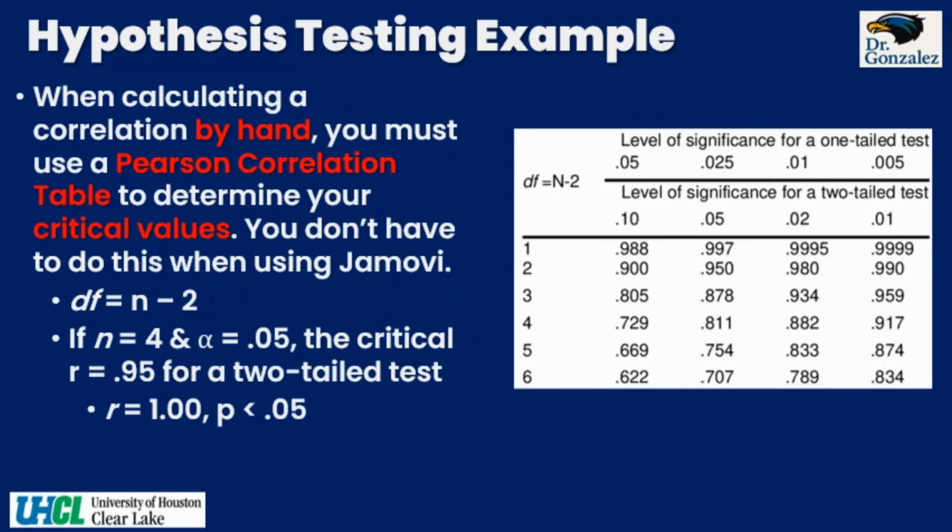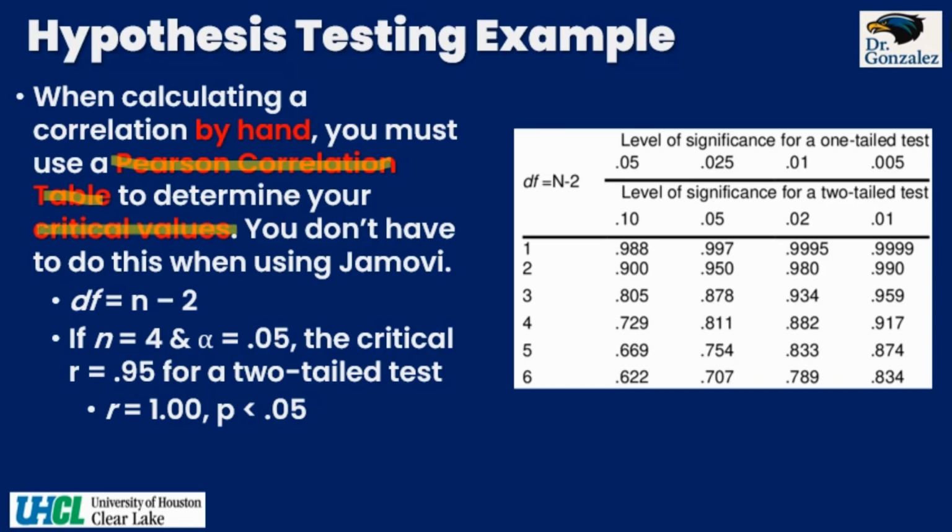So if we were calculating our Pearson correlation by hand and not using Jamovi, we would need to use something called the Pearson correlation table, which I'm going to put in Canvas, but it's also located in the back of the textbook. It's a table, and you're not going to need to use this when you're working with Jamovi. Jamovi is going to give you your critical values a little bit differently. But anyway, if you were doing it by hand, you would need to determine your critical values.